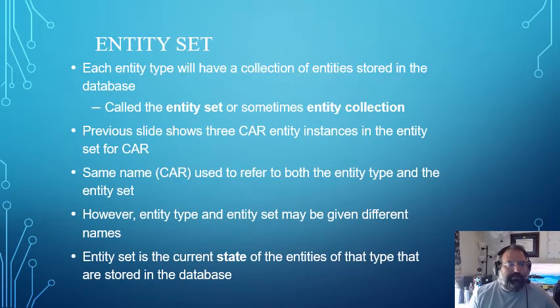Entity set: each entity type will have a collection of entities stored in the database, called an entity set, sometimes called an entity collection. The previous slide shows 3 car entity instances in the entity set of car. The same name, car, is used to refer to both the entity type and the entity set. However, entity type and entity set may be given different names. The entity set is the current state of the entities of that type that are stored in the database.